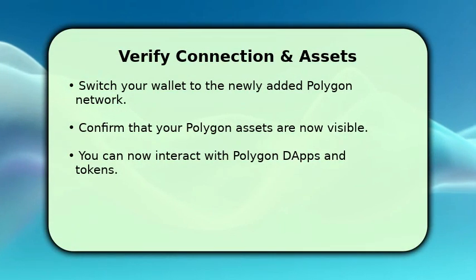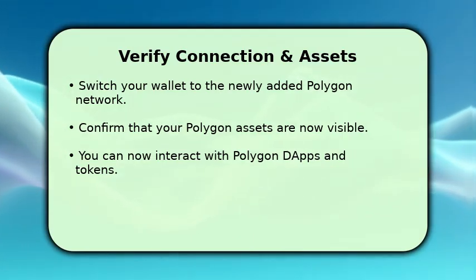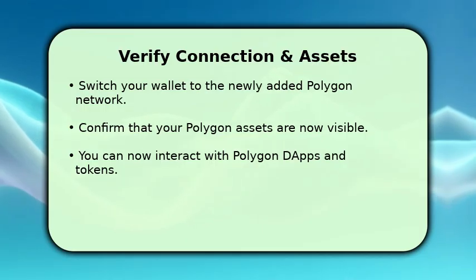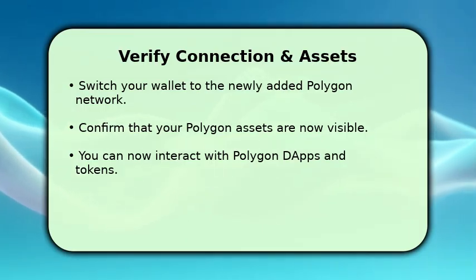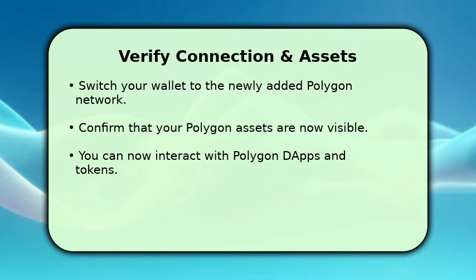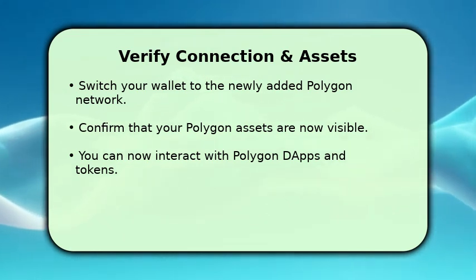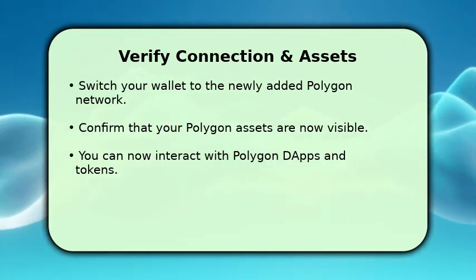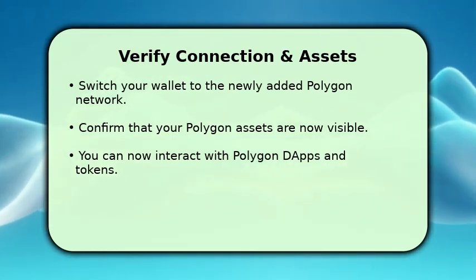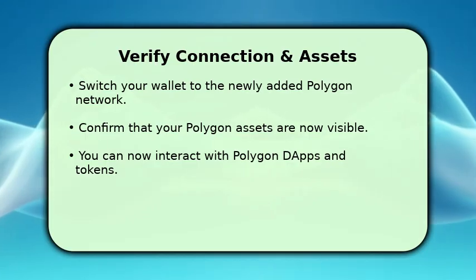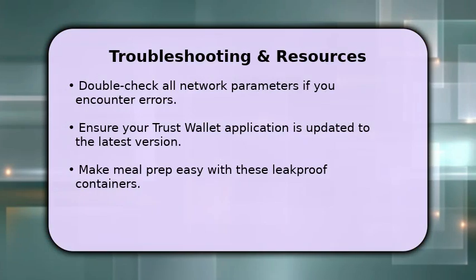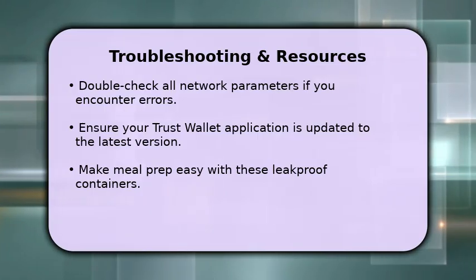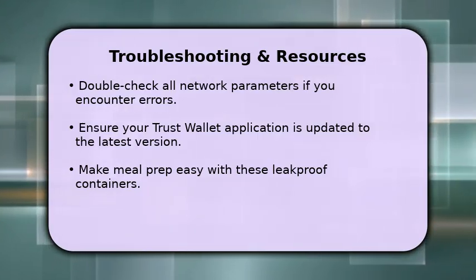After adding the network, switch your Trust Wallet to the Polygon network from the Network selection menu. This will allow you to view your Polygon-based assets. Take a moment to confirm that your tokens and balances are correctly displayed. With the connection established, you are now ready to interact with various decentralized applications and manage your digital assets on the Polygon network seamlessly. If you experience any issues, double-check all the network parameters you entered for Polygon.